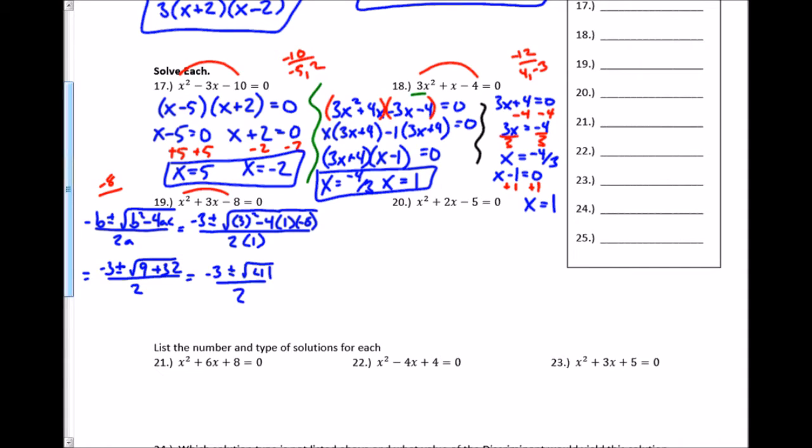And there's not really anything else I can do with that. There aren't any perfect squares that divide evenly into the 41, so I'm going to leave that exactly the way it is. Okay?